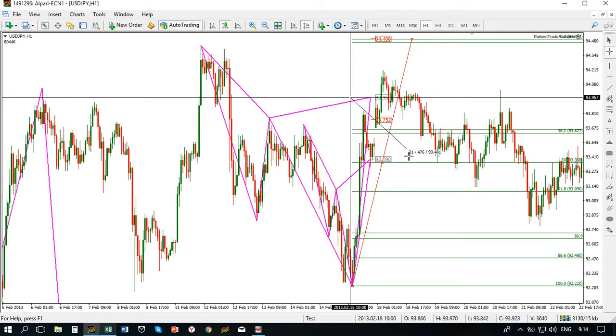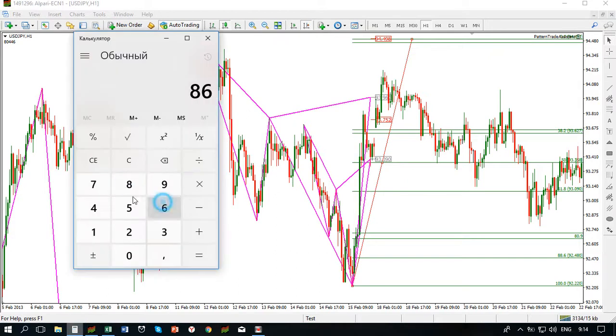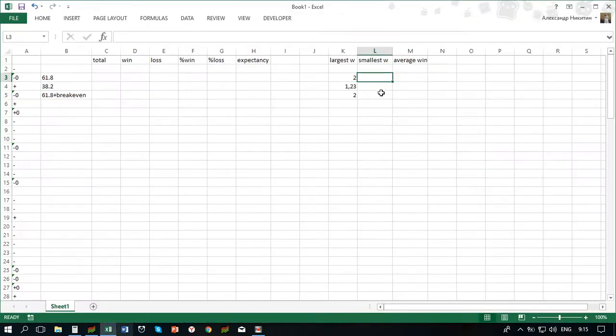54.0 is the stop loss. The target number 1 turns into 86.7. 86.7 divided by 54.0 is 1.60555. Let's round that to 1.61. This is the smallest winner. And 1.61 here for 618 targets, yes, the smallest winner.